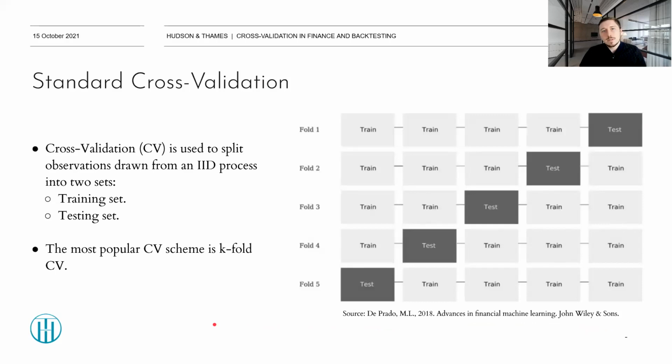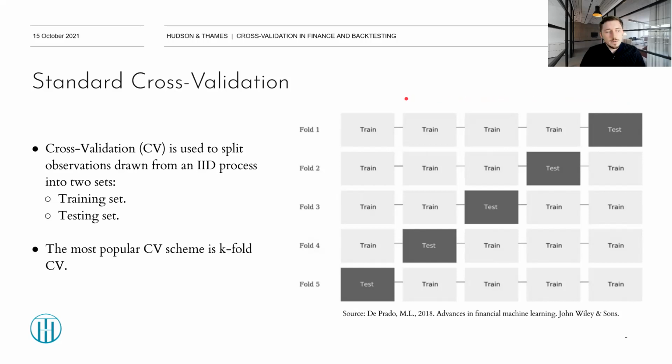So the standard cross-validation. Cross-validation is used to split observations from an IID process into two sets, the training set and the testing set. And the most popular cross-validation scheme is the k-fold cross-validation. It's well visualized in this example from the book Advances in Financial Machine Learning. This is a 5-fold cross-validation, and in each fold, the total number of observations is split into roughly 5 equal sets, 4 of them being used for training and the 5th used for testing.